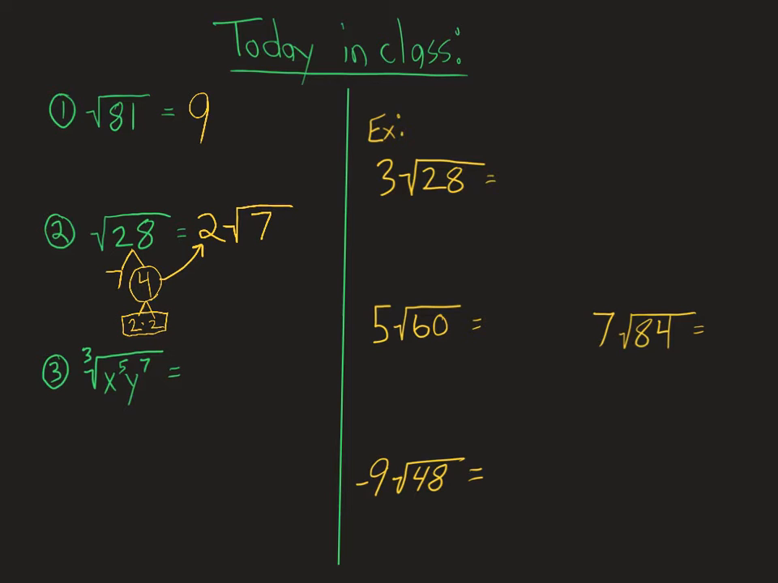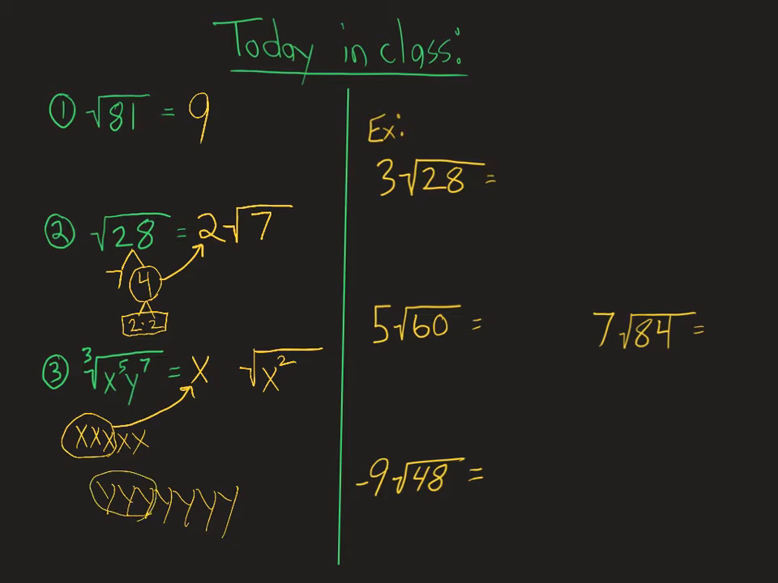Number 3, working with some variables. If we expand that x, there's a group of 3 x's. The cube root of that is an x. The remaining 2 x's can't get out. They stay underneath, and we've got 7 y's.